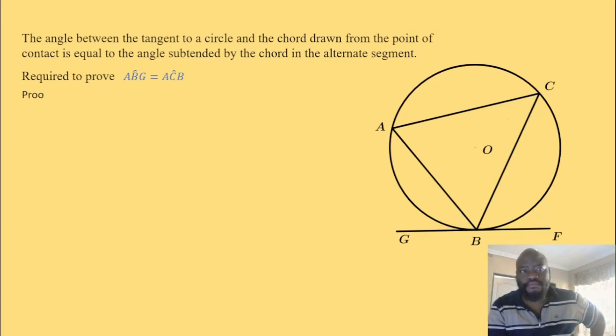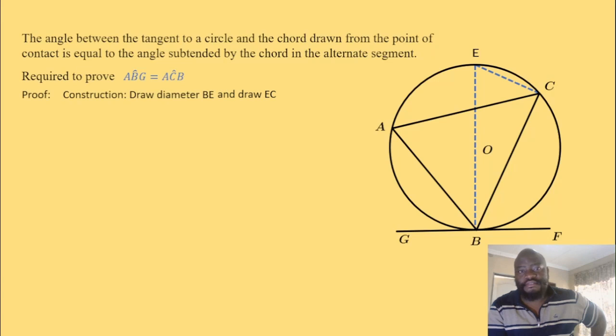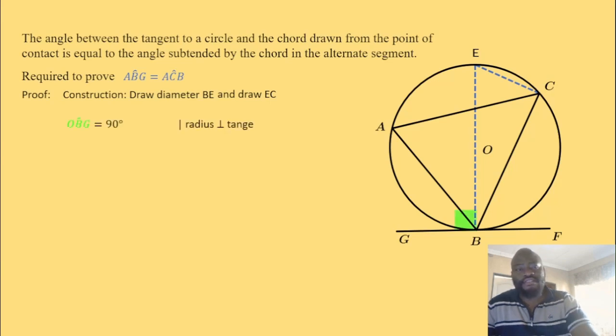Okay, so to prove, we will draw a diameter BE, or a diameter from B, and it goes to E, and then we join E and C. Okay, then here next we'll say OBG is 90, radius perpendicular to tangent. So you can see here our radius is perpendicular to the tangent.